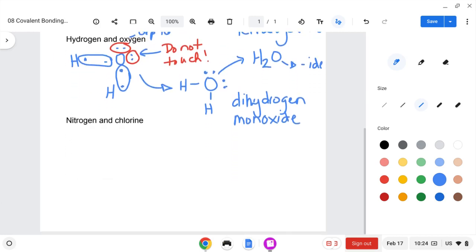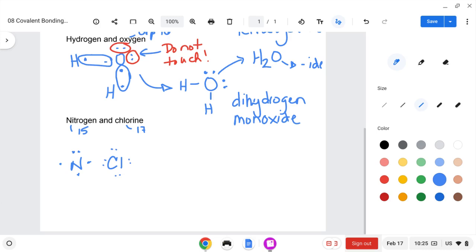Let's show some bonding for nitrogen and chlorine. So again, we go to the periodic table. Nitrogen is sitting in group 15. Chlorine sits in group 17. They do not have 15 and 17 valence electrons, but they have 5 and 7. So let's take nitrogen first, and show 5 valence electrons. 1, 2, 3, 4, and then 5. Here is chlorine. Chlorine has 7. 1, 2, 3, 4, 5, 6, and 7.